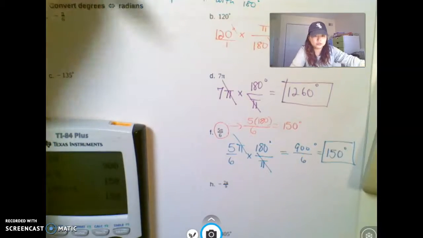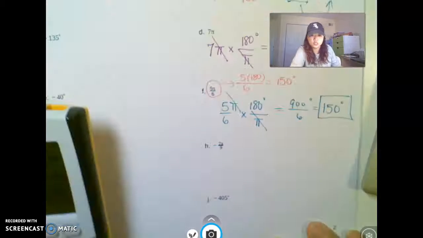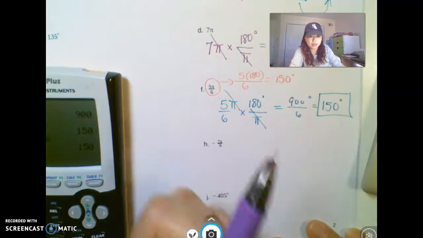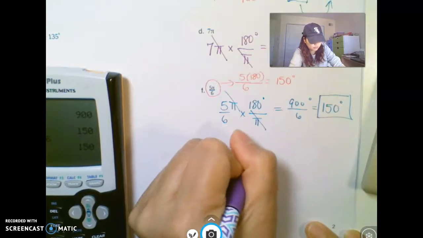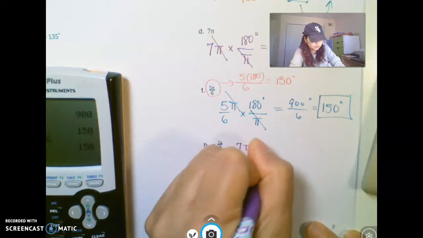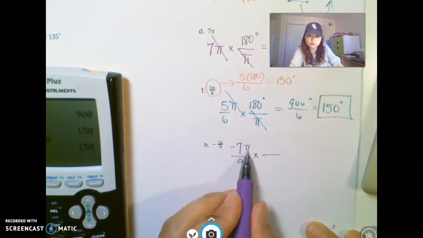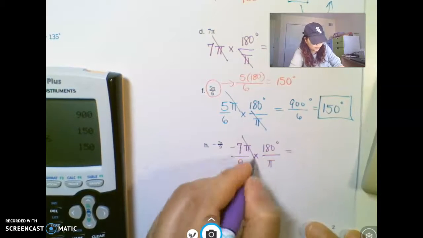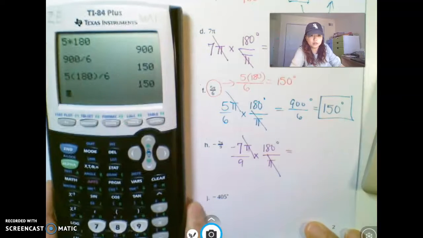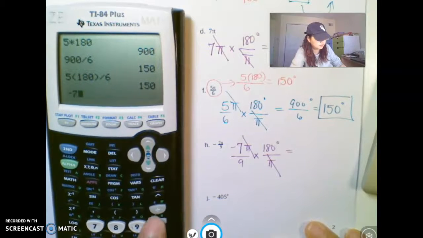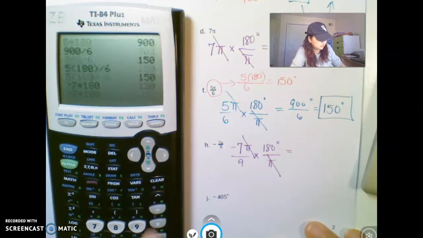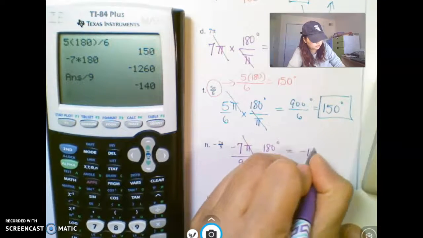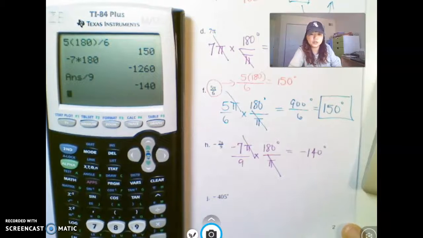All right, let's do H. H, we have a pi. Do you see we're trying to get rid of the 7 pi? This is already a radian, and we're trying to go to degrees. So we're putting pi here, so you want to put it on the bottom. Pi and 180 degrees. So the pi's cancel out, right? So we have negative 7 times 180, and then divided by 9. So that makes negative 140 degrees. Done.